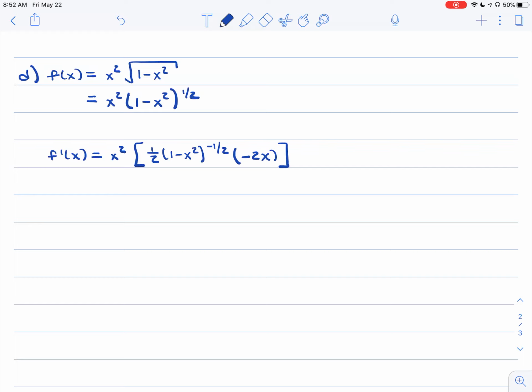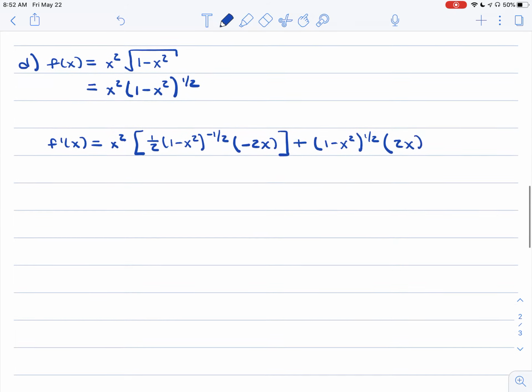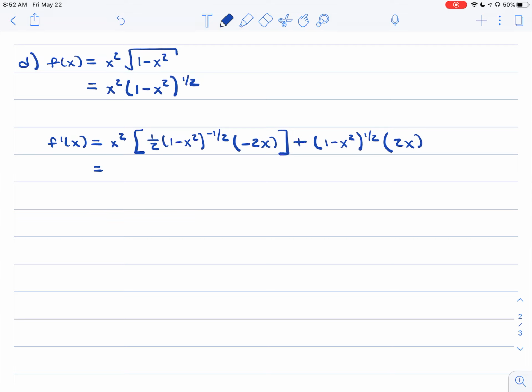Okay, now just back to our product rule. So we had the first function times the derivative of the second. Now plus the second function times the derivative of the first function. So the derivative of x squared would simply be 2x. All right, so that's our derivative. Now for all of our cleaning up with our algebra. So lots of simplifying to do here.